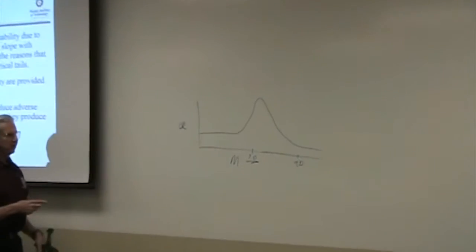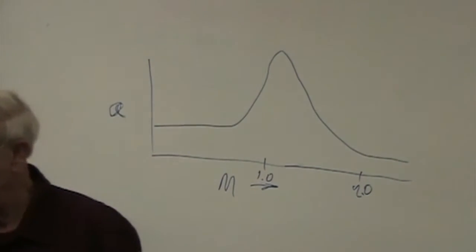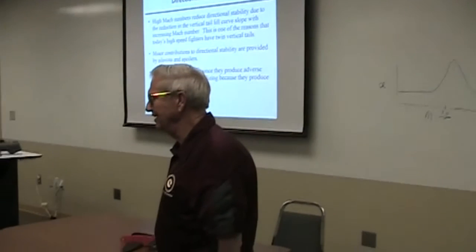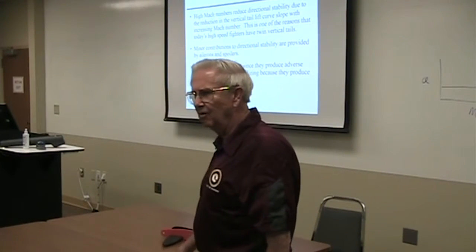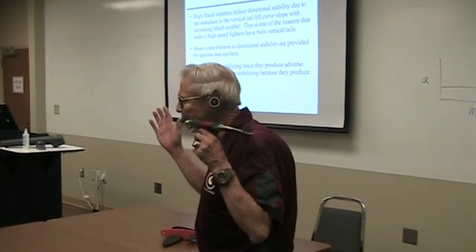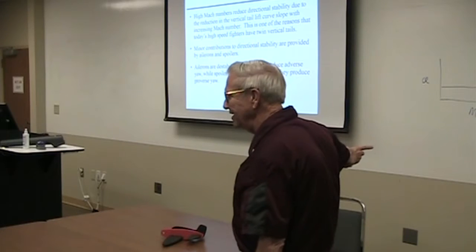So, with the lift curve slope going down out here at high speed, you may wonder why Russian airplanes and U.S. airplanes that are high speed all kind of look alike. Most of them had two vertical tails. That's the reason right there.